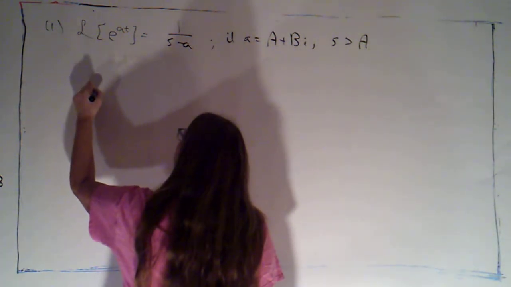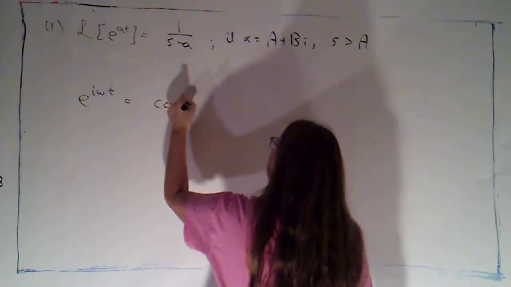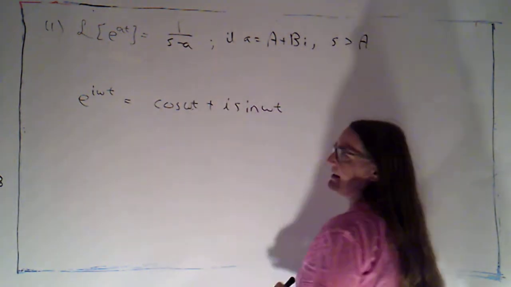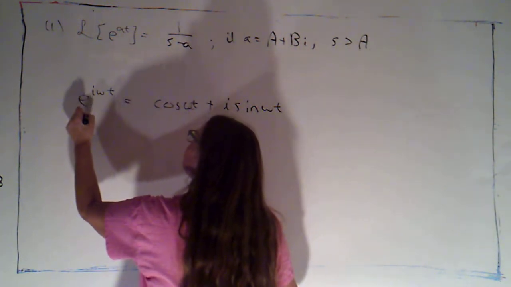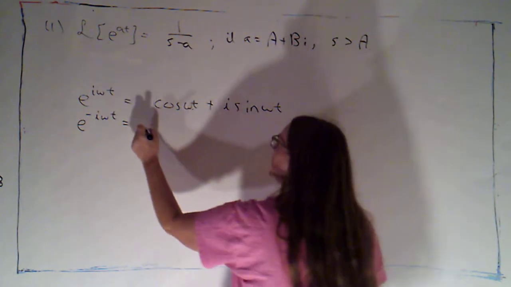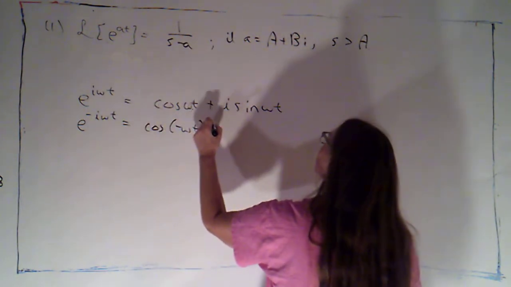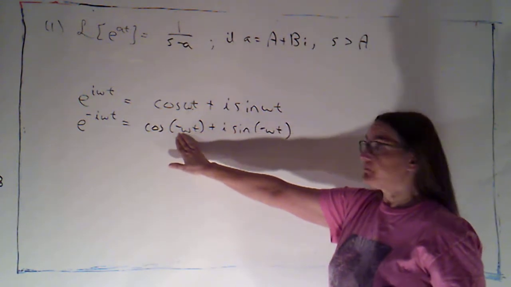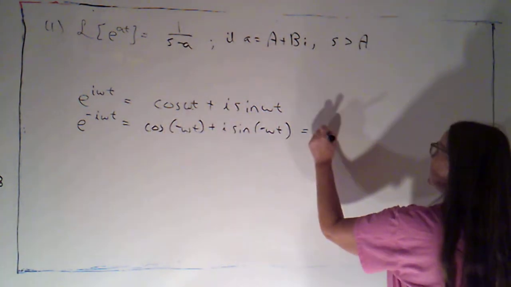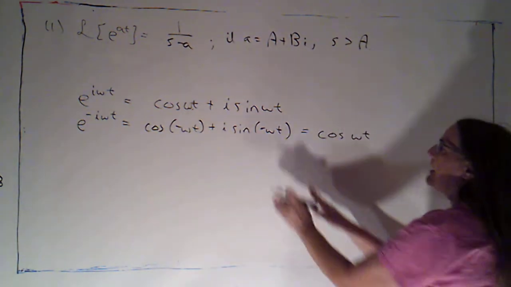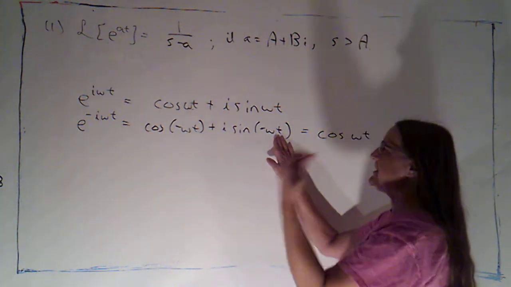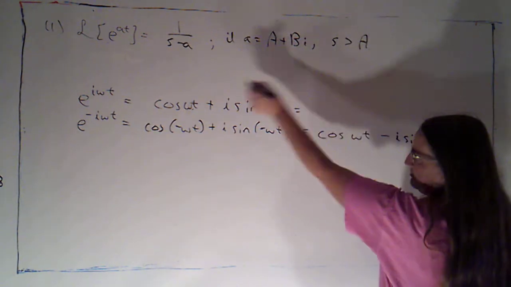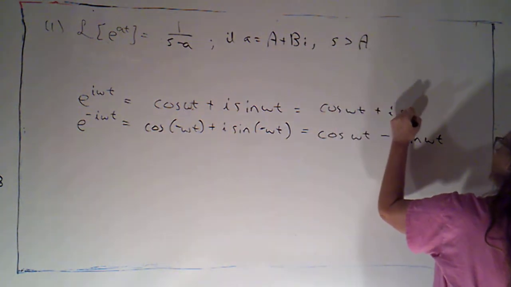So I know that e to the i omega t is cosine omega t plus i times sine omega t. Now, that means that e to the negative i omega t is cosine of negative omega t plus i times sine of negative omega t. But cosine is an even function. So opposite input gives me the same output, so that's just cosine of omega t. Sine is an odd function. Opposite input gives me the opposite output, so this is negative i times sine omega t. Now, I'm just going to copy this one up here, cosine omega t plus i times sine omega t.